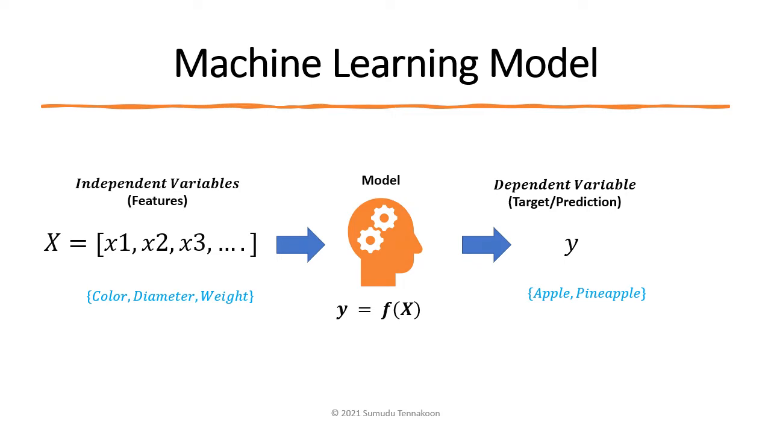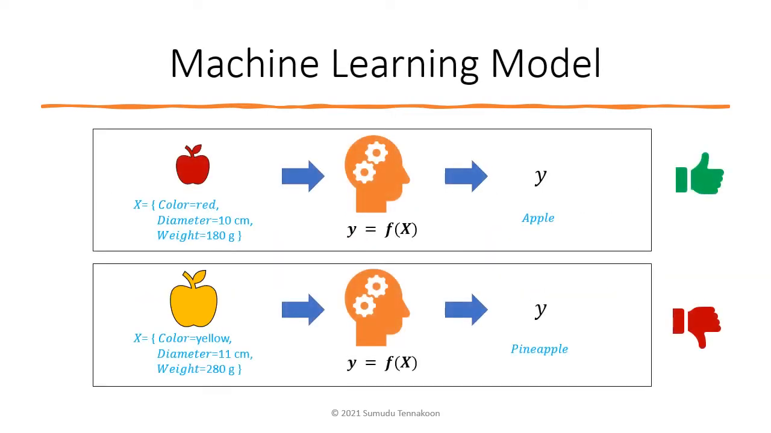So now let's see two different predictions it can make for this same problem. If you provide a red apple, you measure the color as red, the diameter is 10 centimeters, and the weight is 180 grams.